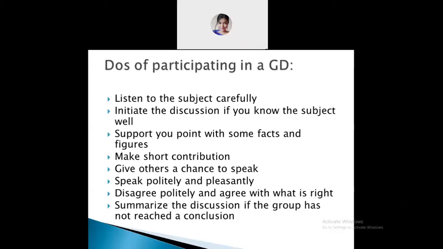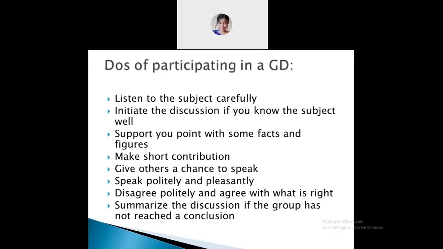So first of all, I'm going to explain to you the do's of participating in a GD. What you should do when you participate in a GD. The first thing that you should do is to listen to the subject carefully. When the subject is given, you must understand the subject properly so that you do not have any doubt related to the subject. A lot of people do not understand the subject, and therefore they are unable to have a proper discussion because they do not understand the topic.